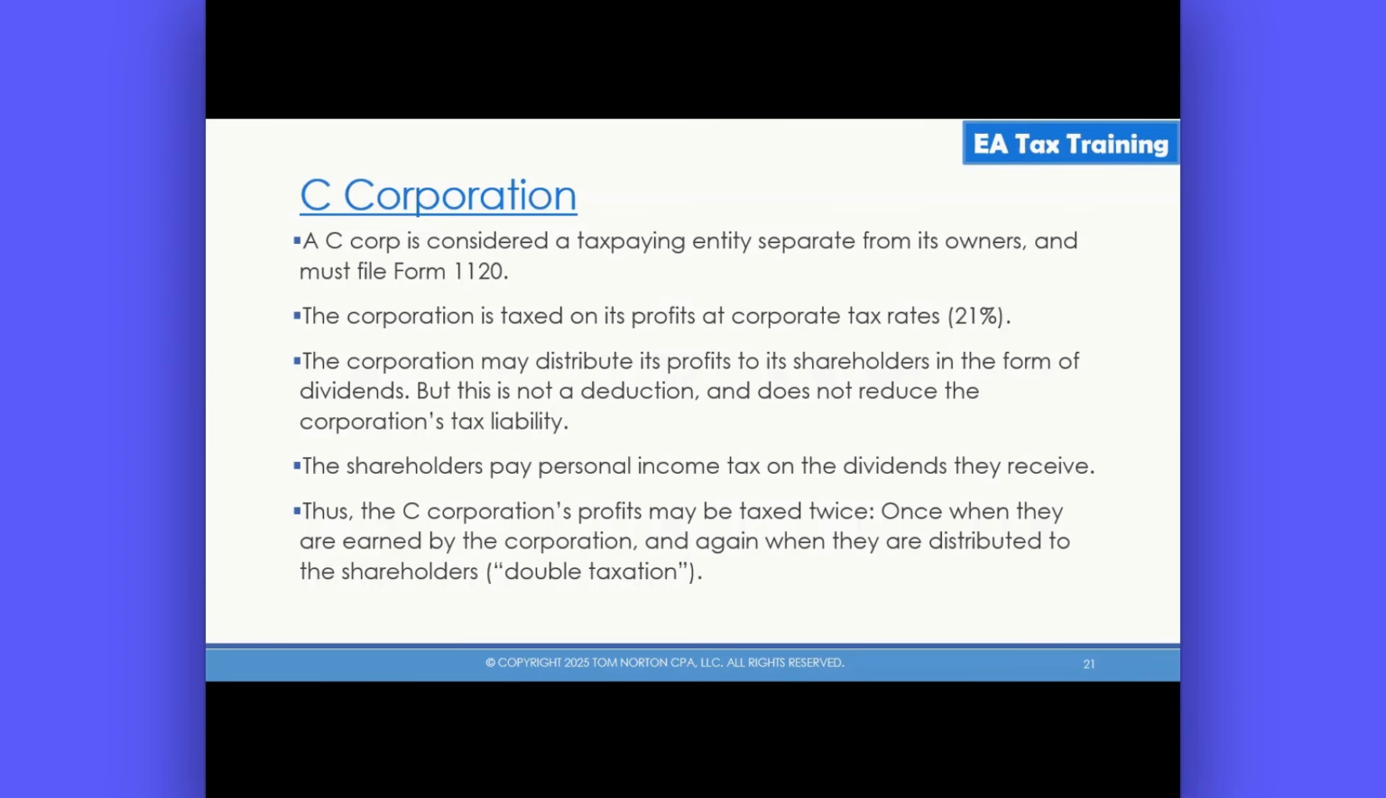So this leads to what we call double taxation, because the profits from the C corporation are going to be taxed twice. First, the corporation itself is going to have to pay 21% tax on the profits. And then when they distribute those profits out to the shareholders, they are going to have to pay tax at their tax rate. So the same profits are being taxed two times, thus the phrase double taxation.